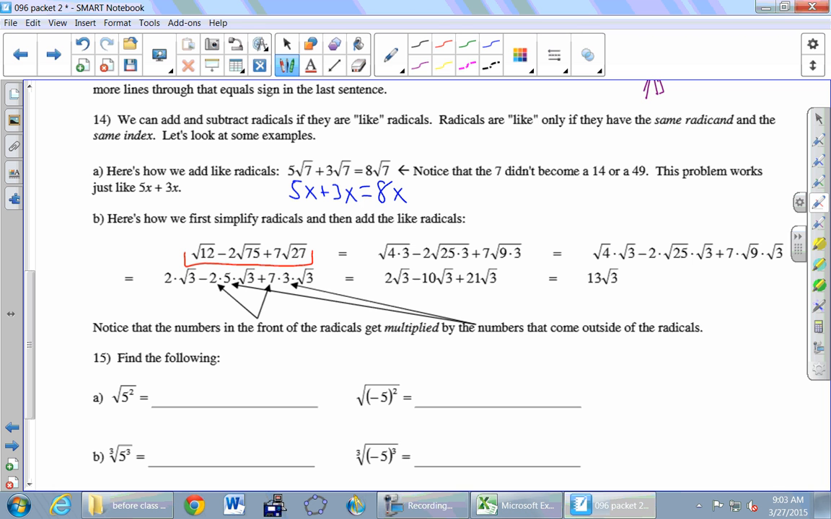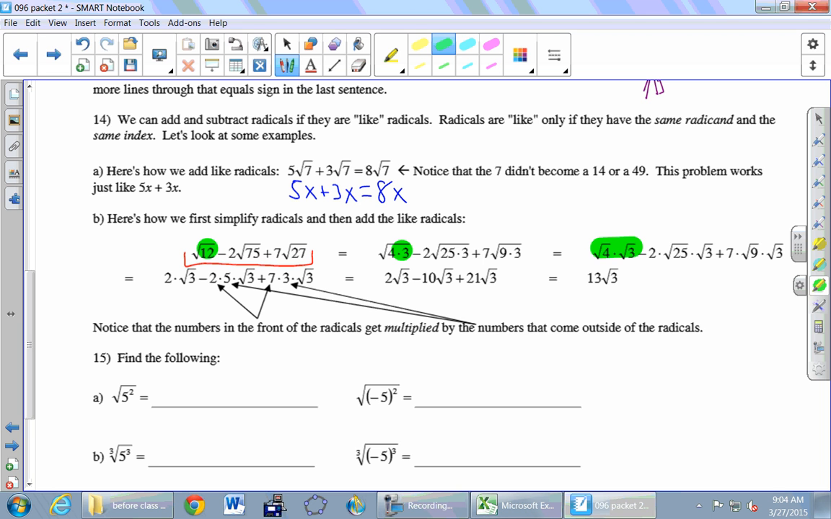So 12 is not such a nice number under here, but what number goes into that that is a perfect square? You can check your list if you don't have them memorized yet. Perfect square that goes into 12 is 4. So we can rewrite that 12 as 4 times 3. So all we've done is rewritten the 12 as 4 times 3. I'm just going to keep following that one piece. 4 times 3 inside of a radical.